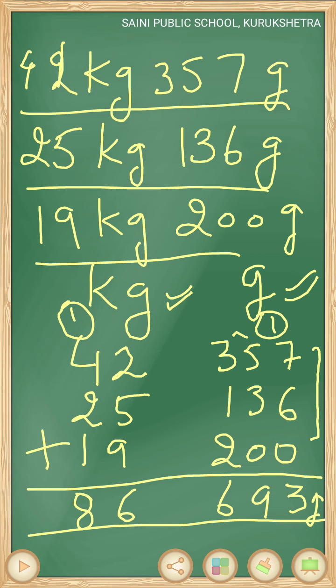But first of all, we will write their units. 86 is below kilogram. So 86 kilogram. Okay. And 693 is below gram. This place. So 693 gram. So our answer is 86 kilogram 693 gram. Units are compulsory. We should always write units, whether it is kilogram or gram or milligram. Okay, in this way we can add units of weight.